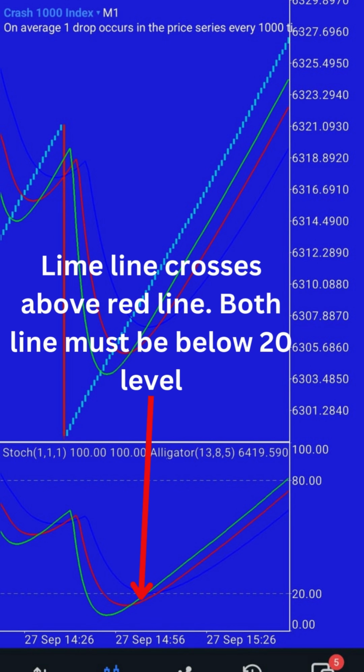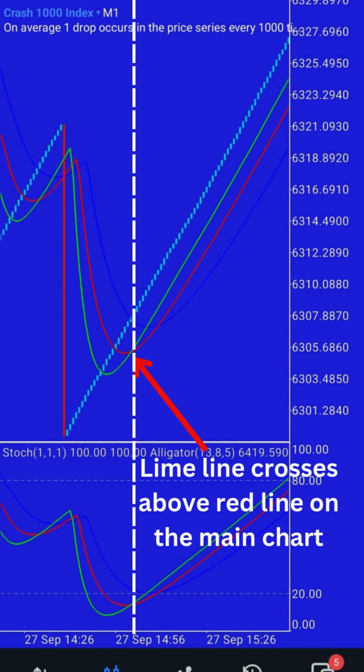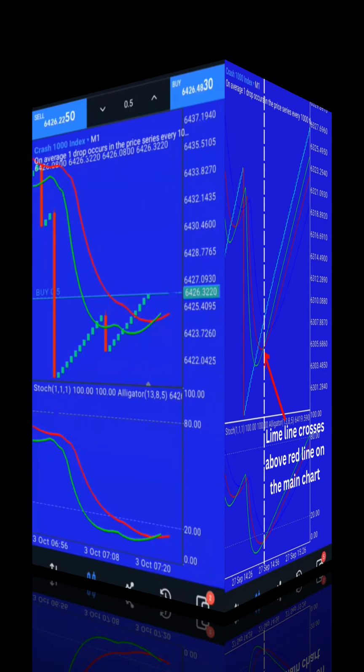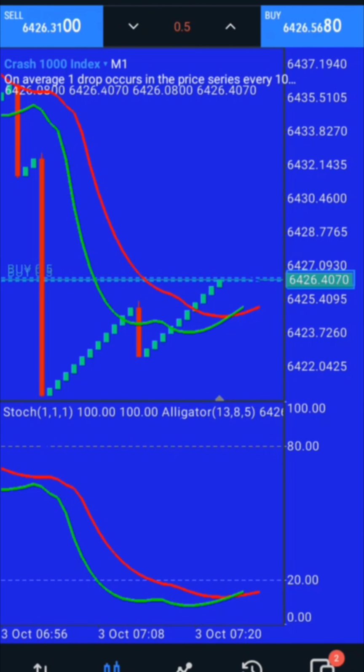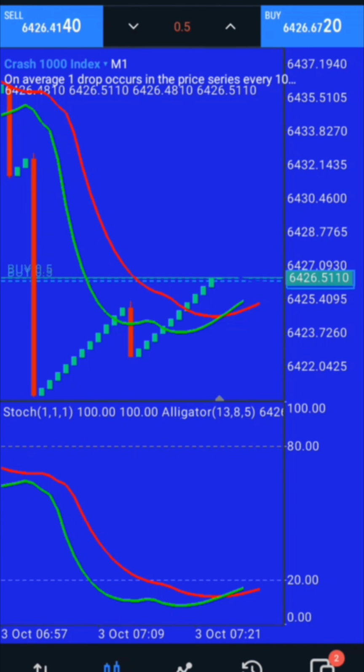2. The lime line should cross above the red line while both are still below the 20 level. 3. On the main chart, the lime line of the alligator should also cross above the red line. Once these conditions are met, open a buy position. Set your stop loss below the previous spike and hold the trade for 8 to 10 minutes before closing.